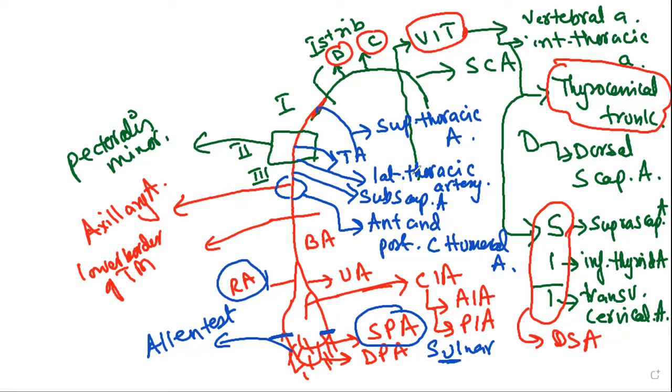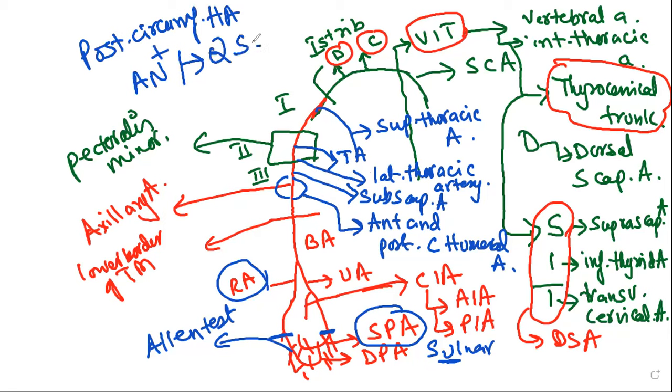Now, important point, what is here? See here. This posterior circumflex humeral artery, along with the axillary nerve, they are present in quadrangular space. And if there is a fracture of the neck of the humerus bone, this axillary nerve and posterior circumflex humeral artery can be damaged. Okay, this is one important point.